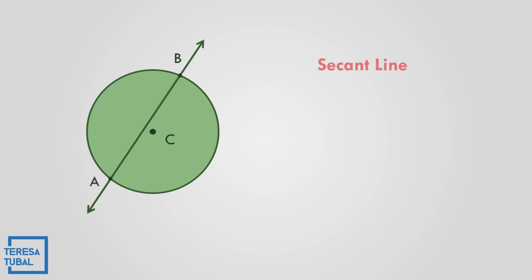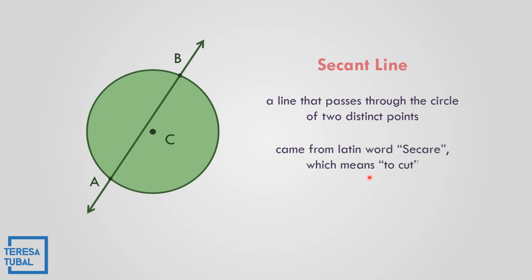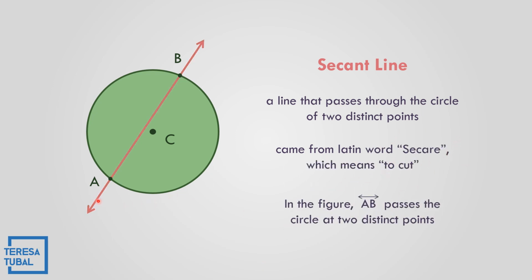So what is a secant line? A secant line is a line that passes through the circle at two distinct points. So as you can see, the difference, a tangent line has only 1 point. But this time, a secant line has 2 points. It came from the Latin word secare, which means to cut. So in the figure, line AB passes through the circle at two distinct points.